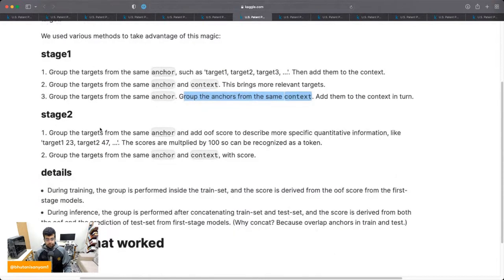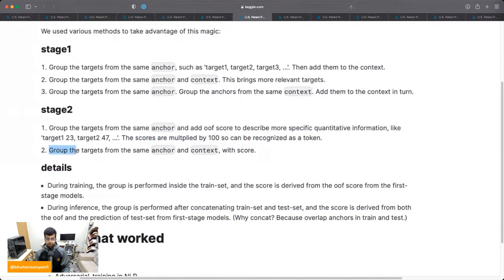For stage two, they say they group the targets from the same anchor and add OOF scores, out-of-fold scores, to describe more specific info. And then these scores are multiplied by 100, so these can be recognized as a token.